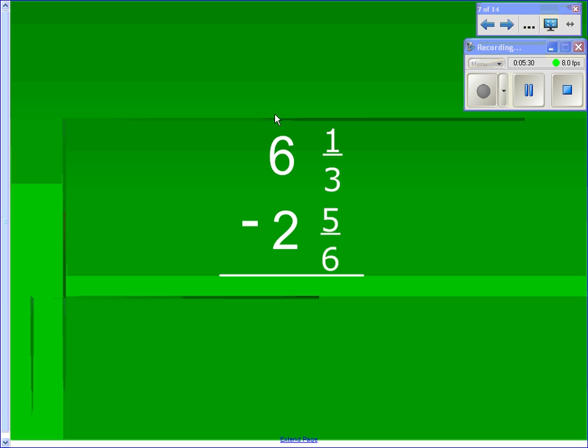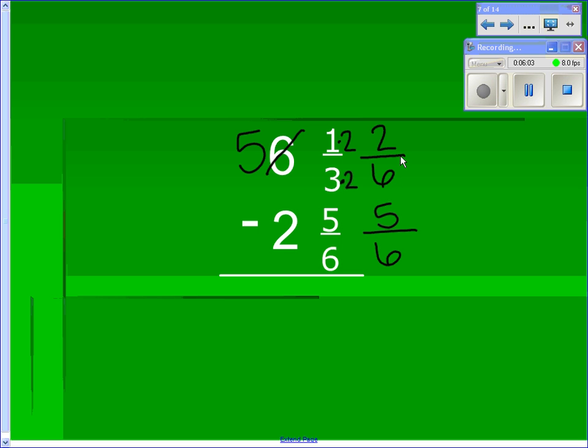Okay, so we have 6 1/3 minus 2 5/6. We need the common denominator. What's the common denominator that we would use? 6 is correct. Okay, we don't do anything with the bottom fraction because 6 is already what we are using. To get from 3 to 6, you multiplied by 2. 1 times 2 is 2. We cannot subtract 5 from 2, so we're going to borrow from the 6. Remember to mark it out and put the 5.